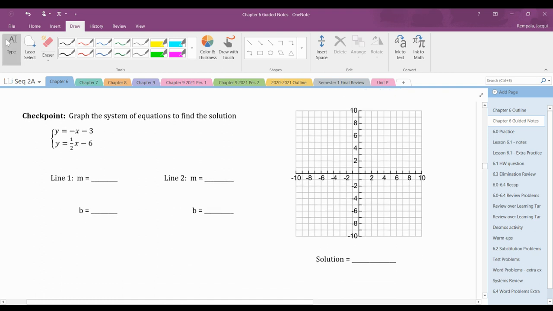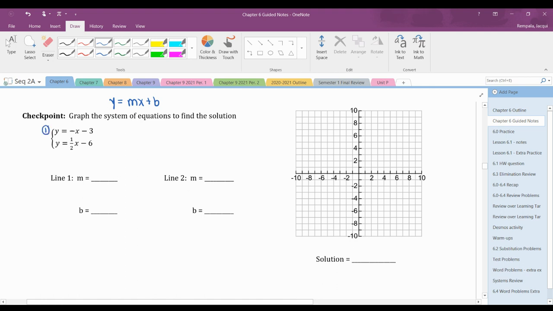All right, I know it says checkpoint. Let's just do this one more time. So if I know that y equals mx plus b, maybe pause the video and see if you can come up with an answer. All right, so let's go through this.